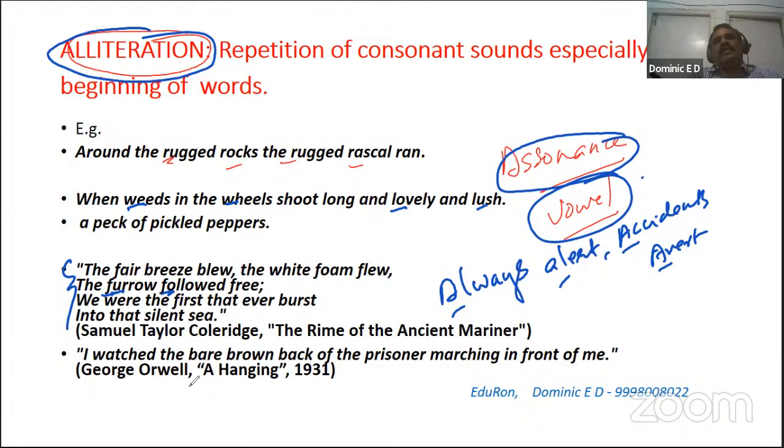George Orwell in Hanging: I watched the bare brown back to the prison, marching in front of me. So that B sound is repeated. So these are alliteration, when consonant sounds are repeated. Assonance, on the other hand, is vowel sound repeated.